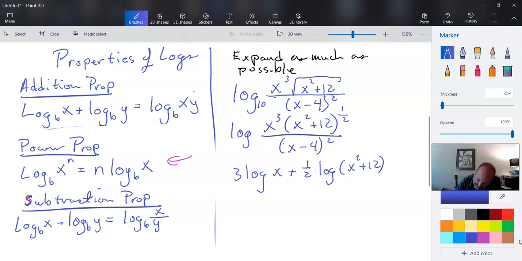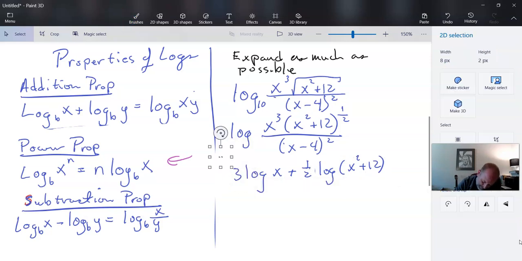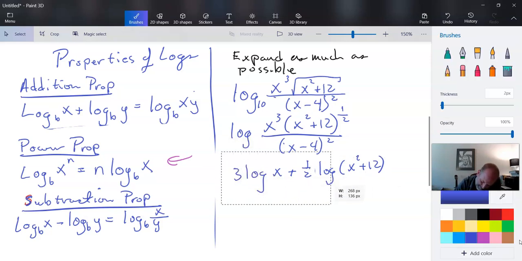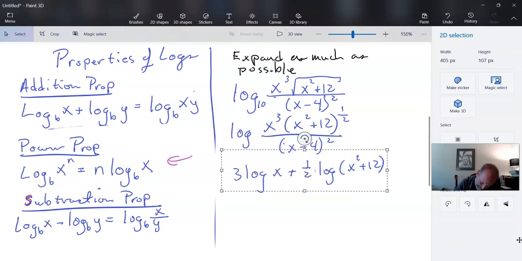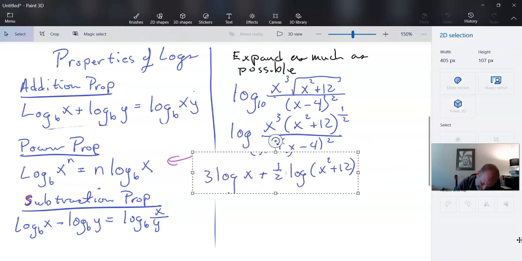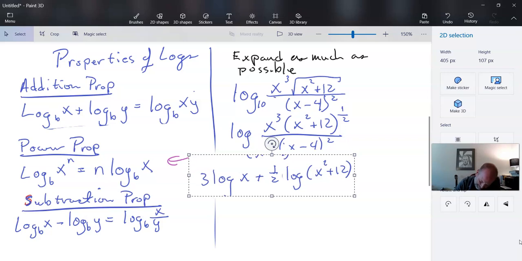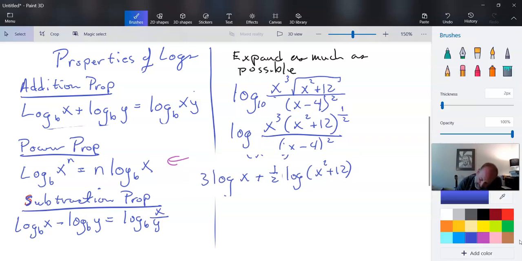And I should have left myself just a hair more room. Let me see if I can grab this and move it. Let's try that again. One more time. Maybe if I try it on this side. Well, let's just do this. Okay. Well, I moved part of it anyhow.